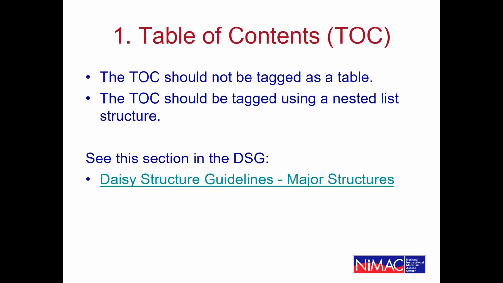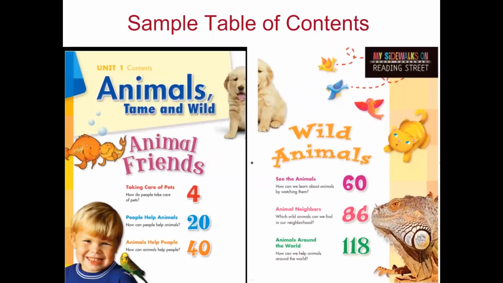So I just wanted to spend a moment to talk a little bit about how a table of contents should be structured. One of the really basic things is that while we call a table of contents a table, when it comes to NIMAS, it should not be tagged as a table. It should be tagged using a nested list structure. And there is a major structures section of the DAISY structure guidelines that goes into quite a bit of detail with several examples on this, which is, again, a great resource.